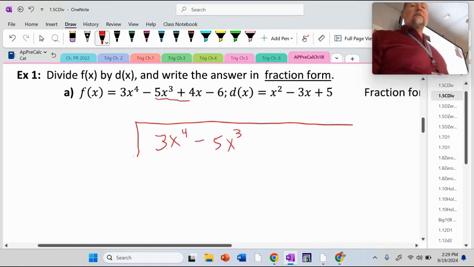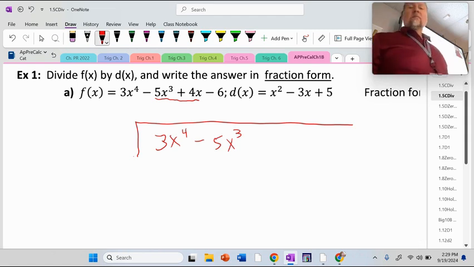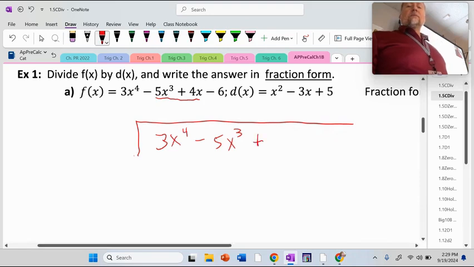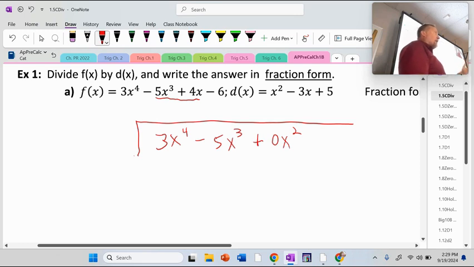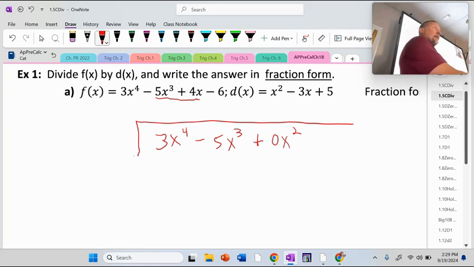Hey, by the way, you notice something? 5x cubed minus 4x. Something missing? What's missing? An x squared. You'd be a fool if you don't put a placeholder here. So put a 0x squared, which is nothing, but I want a position there. And then I'm going to show you something called synthetic division.